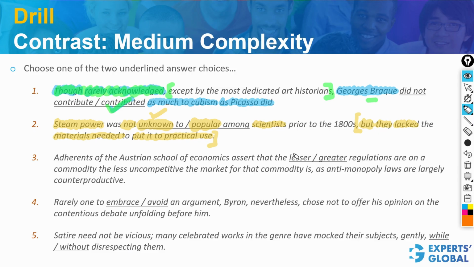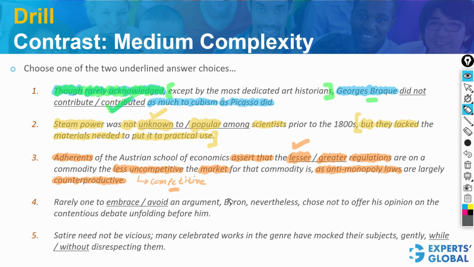In the third example, the question is whether lesser or greater regulations lead to a less uncompetitive market. First of all, please understand less uncompetitive. 2 negative words suggest a positive meaning, competitive. So what would make the market more competitive is what we want to determine. The last part of the sentence suggests that anti-monopoly laws are counterproductive. So such laws and therefore regulations are not helping, and therefore these adherents must be asserting that lesser regulations lead to a competitive market for any commodity.